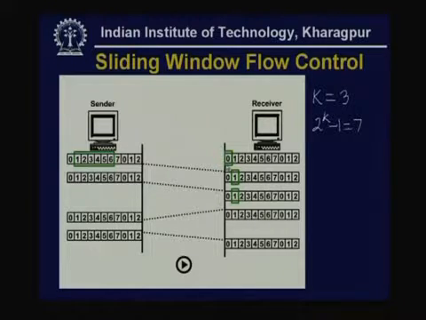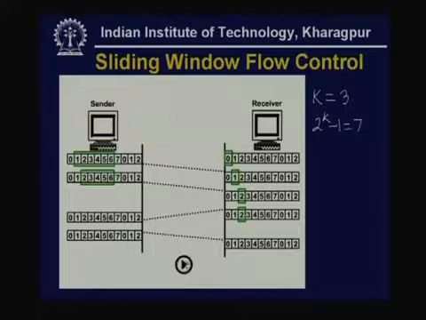Now, the receiver side, after receiving the frame, also moves the window from 0 to 1, because now frame 0 has been received. Now, it is ready to receive frame number 1. So, as frame number 1 is sent, again the window shrinks by 1. So, 2, 3, 4, 5, 6. These are the frames which it can now send.